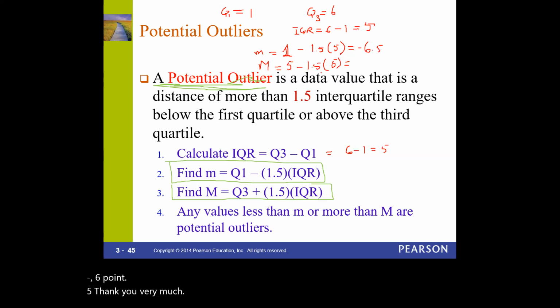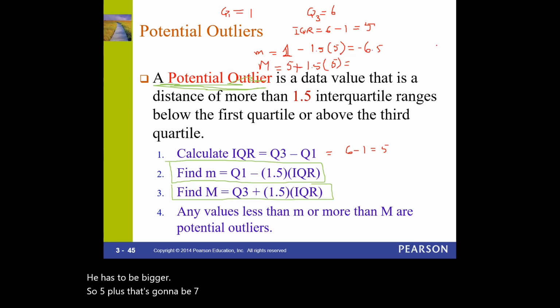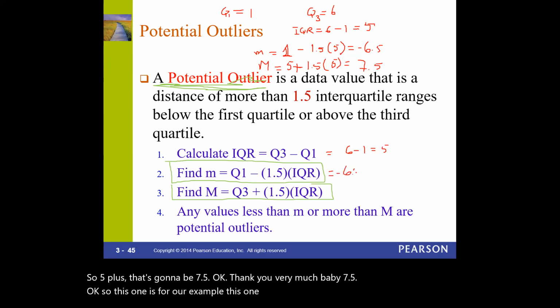And then for big M, 6 take away, I'm sorry, not take away, plus. Why did I put minus? It has to be bigger. So 6 plus 1.5 times 5 is going to be 7.5. Okay, thank you very much. So for our example, this one is negative 6.5, and this one is 7.5.